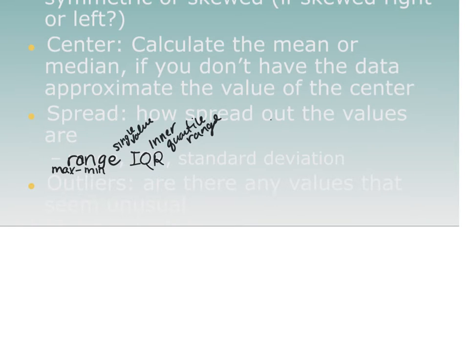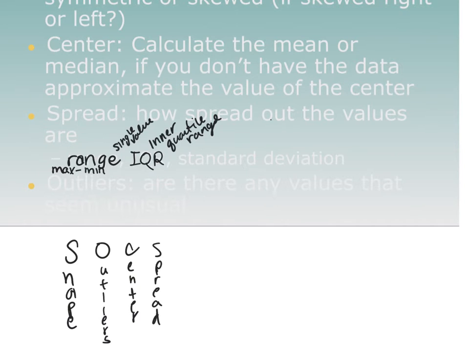So again, shape, outliers, center, and spread. Okay, you want to talk about these 4 things when you are asked to describe a distribution. And if there's no outliers, you need to say there are no outliers or no apparent outliers, not just not mention it. Okay?